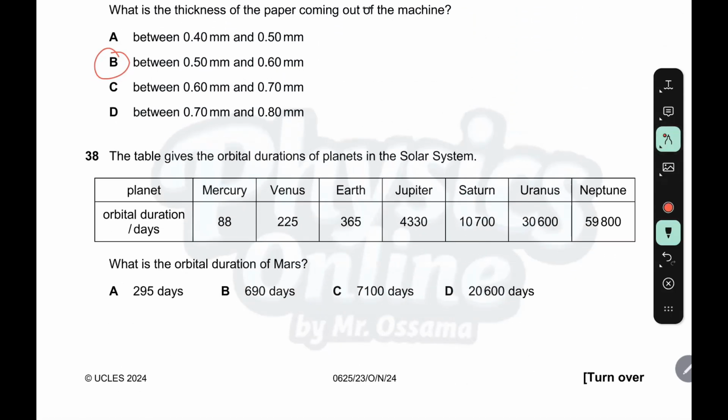The table gives the orbit duration of the planets in the solar system. What is the orbit duration of Mars? Orbital duration depends on the distance between the planet and the Sun. It's directly proportional. When the distance increases, the orbital duration increases. So Mars here is between Earth and Jupiter. So the answer lies between 365 and 4,330. So the right answer is here.